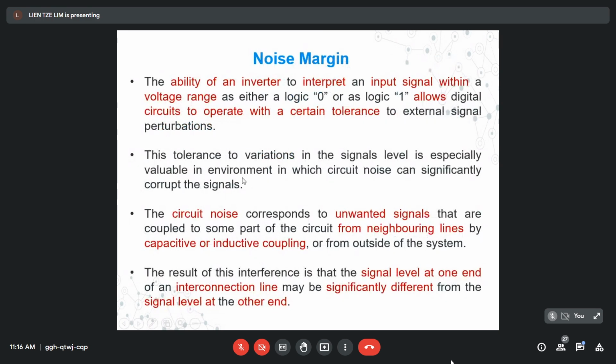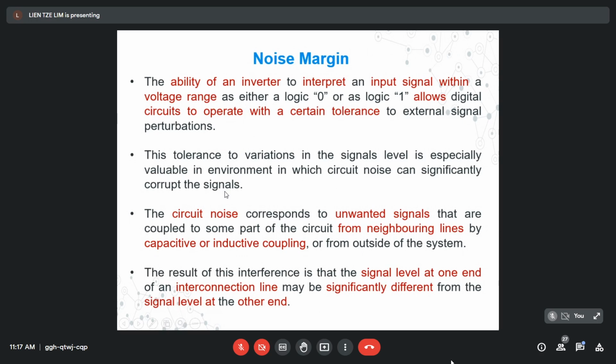Now I will explain what is meant by noise margin, based on figure 5.5 with the 3 inverters. The ability of an inverter to interpret input signals within a voltage range as either logic 0 or logic 1 allows a digital circuit to operate with a certain tolerance to external signal perturbations.